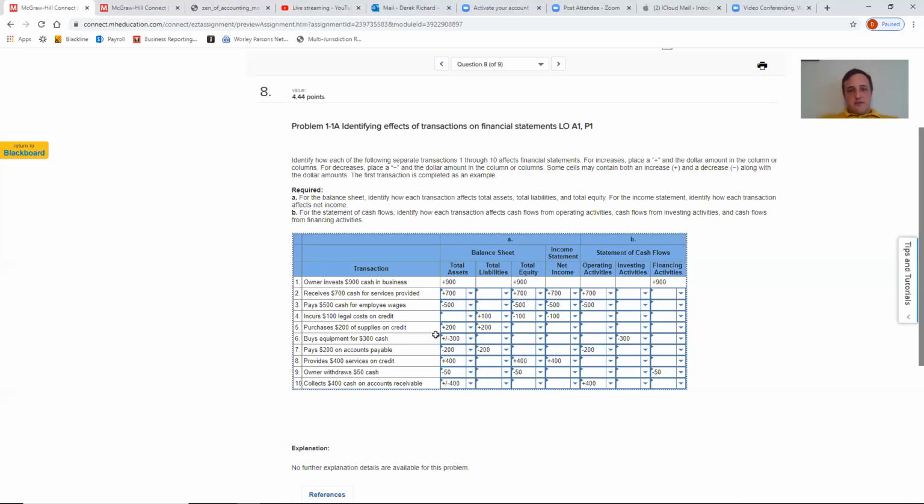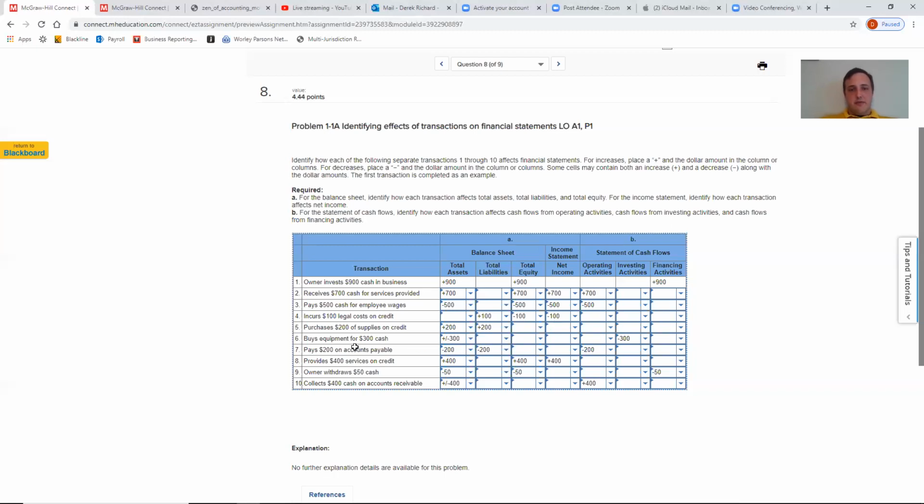Purchases $200 of supplies on credit. So our assets are going up because we have supplies. Our liabilities are going up because we now owe them, and no other things have occurred. We still have those supplies, so it's not an expense. It's even, and we haven't paid anything in cash yet.